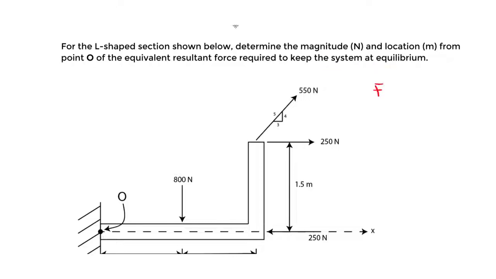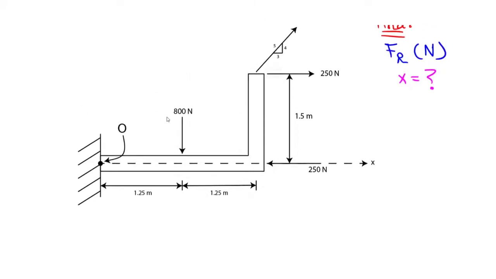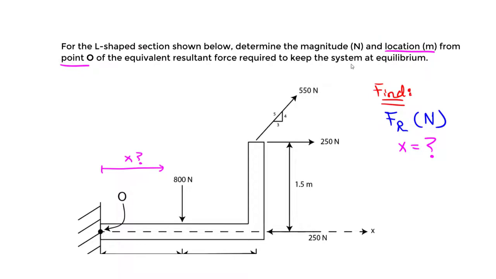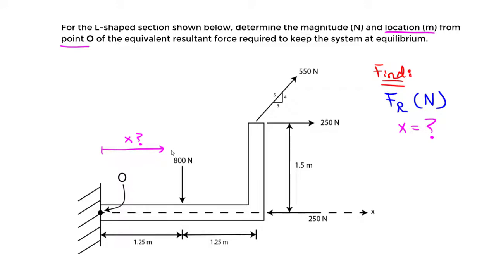So let's write that as what we want to find. We need to find F sub R, the resultant, in newtons, and we want to find the distance, which is the location x where this is going to act, right? And it specifically says it's going to be the location in meters from point O. So from point O, it's going to be somewhere here. We'll say it's just some x distance where we want to place this resultant force to keep the system at equilibrium, to keep it static, to keep it not moving. So we're given basically everything in the diagram here. We'll just say this is our given, that whole diagram.